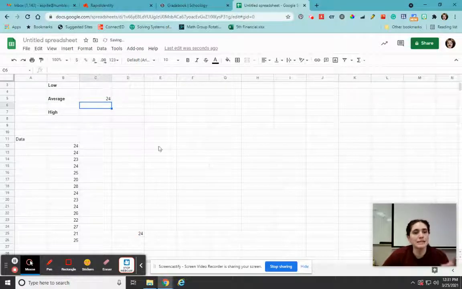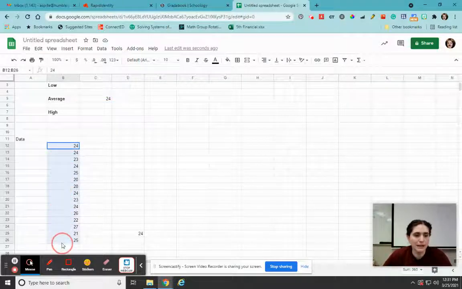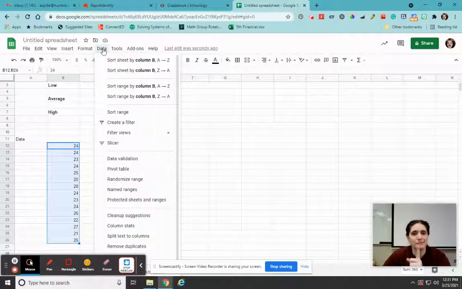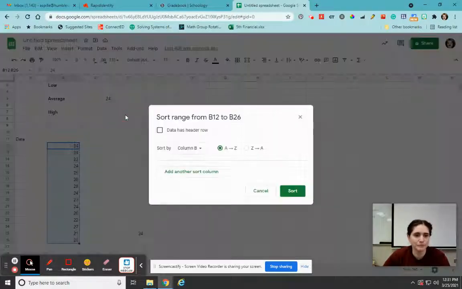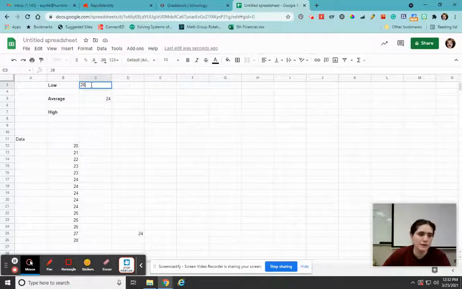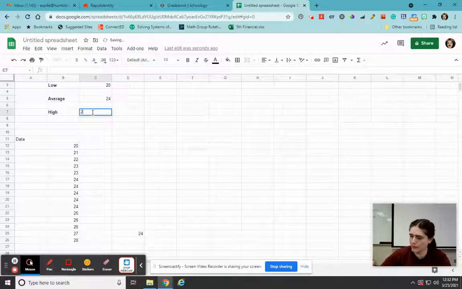Okay, the next thing I want to do is I want to know the lowest value in the data that I got, and I want the highest. The easiest way to do that is to sort these. So I'm going to highlight them, go up to data, sort range. It doesn't have a header row. Sometimes, if I had the column label right here, then I would select that, but I don't have that. I'm going to go A to Z, basically from low to high, sort it, and there we go. So my lowest value is 20, so I put that up here. My highest value is 28, so I put that right here.